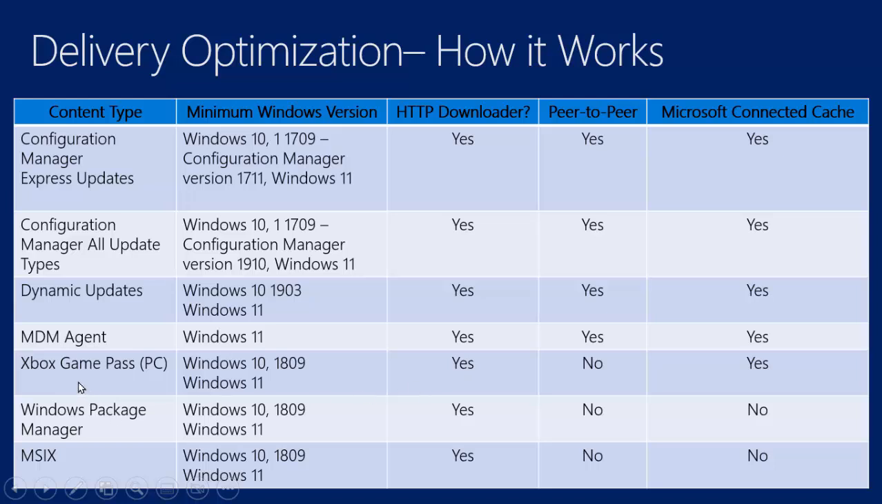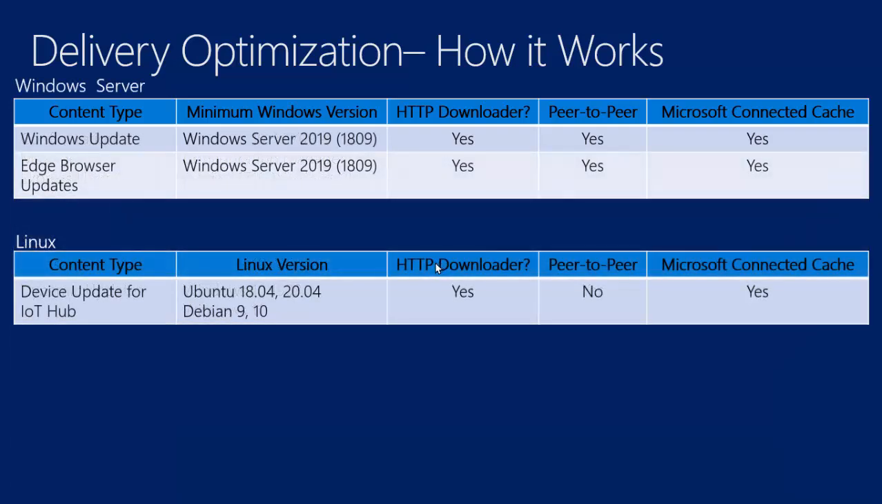We do support Xbox Game Pass stuff, but notice we only support it for direct HTTP download, no peering, no Microsoft Connected Cache. Windows Package Manager, yes, for HTTP download, no peering, no Microsoft Connected Cache. And then MSIX files, same thing, direct download, no peering, no Microsoft Connected Cache. And then for Windows Server, it's only Windows Update and Edge browser updates. All three mechanisms are supported.